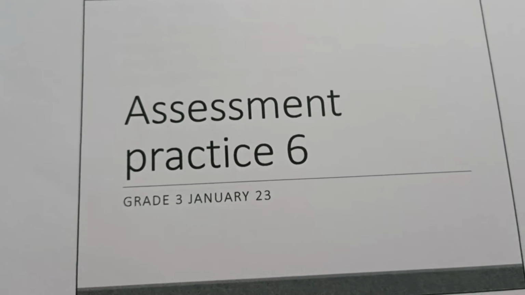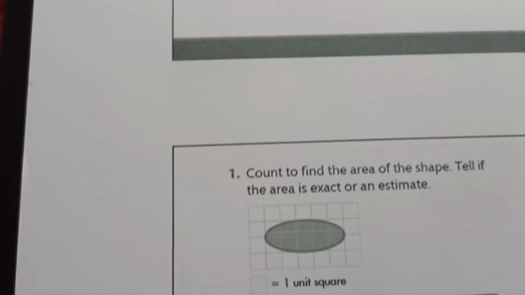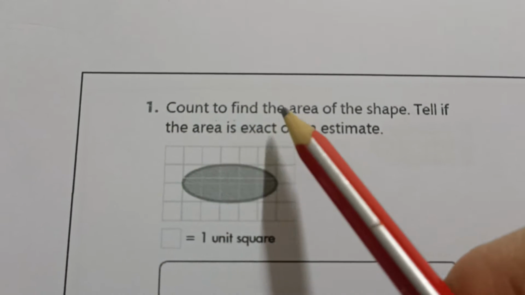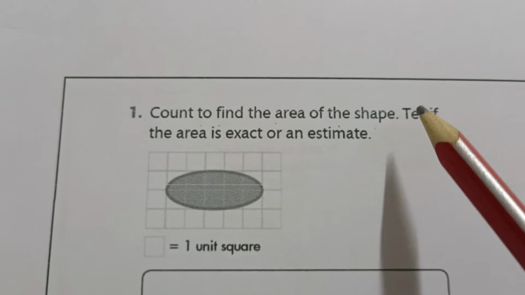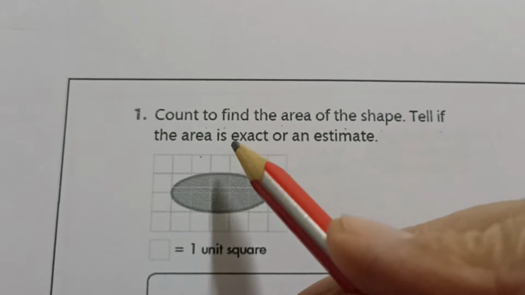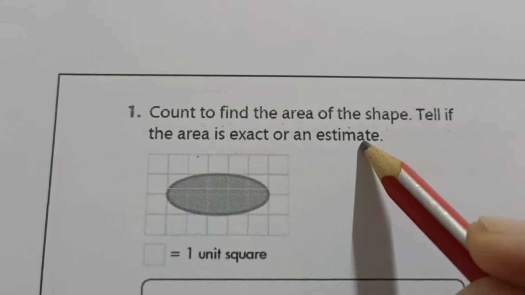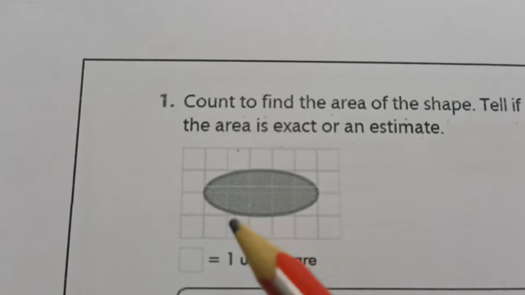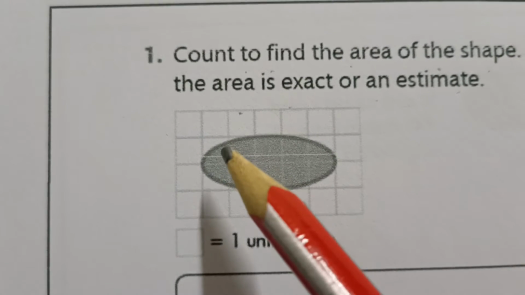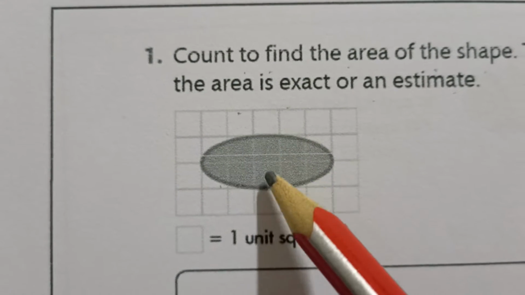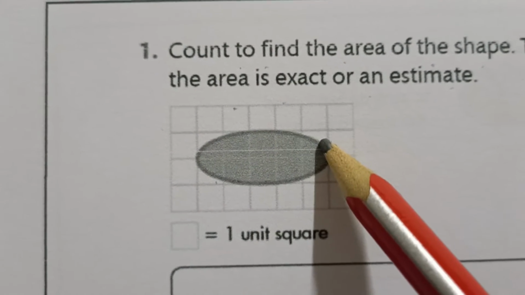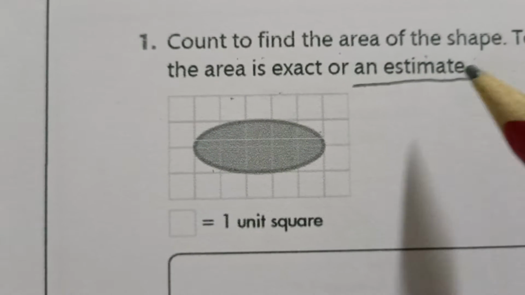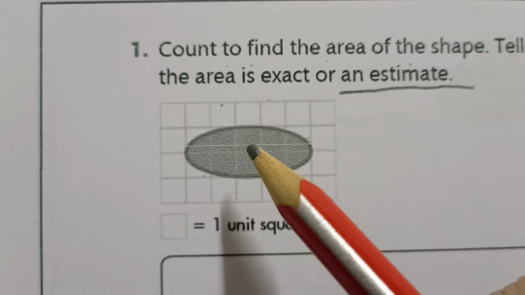Okay, so let us discuss assessment practice number 6. The first task is count to find the area of the shape. Tell if the area is exact or an estimate. First of all, you remember from our lessons that if you cannot count an exact number of squares, it's going to be an estimate. So just underline estimate, okay? And now let us count.